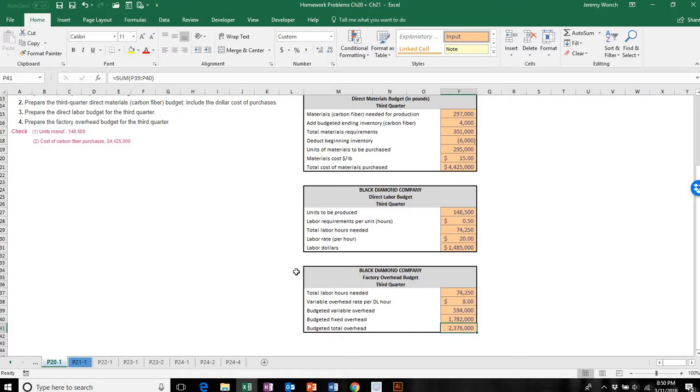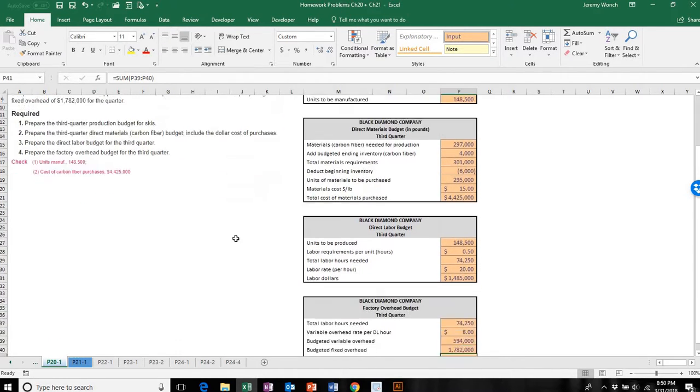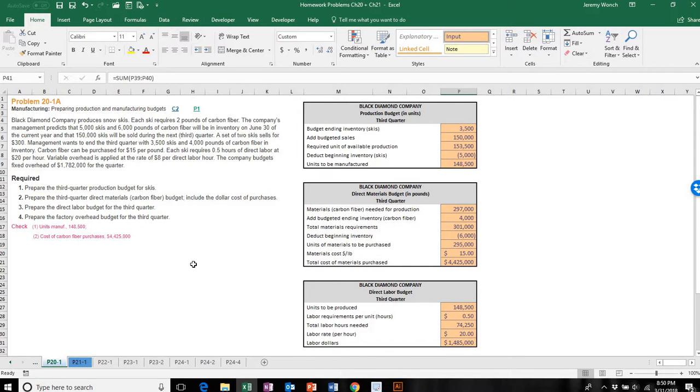So budgets are really straightforward. They're very logical in what you're trying to do. You're trying to figure out what am I going to spend this next month, this next quarter? Budgets are really straightforward, nothing too complicated. So nothing too bad here.